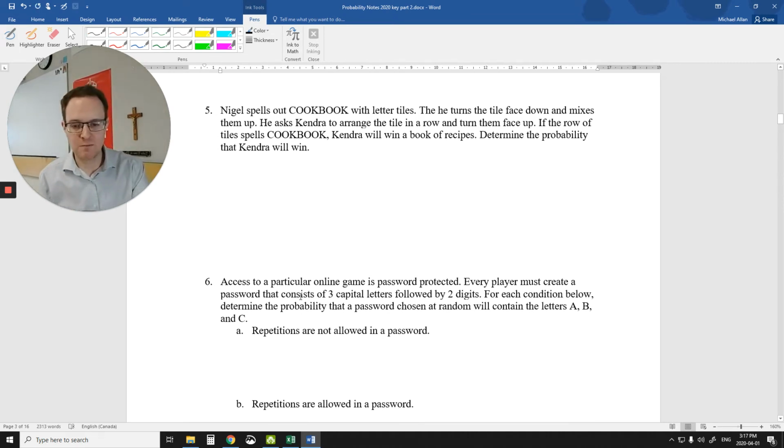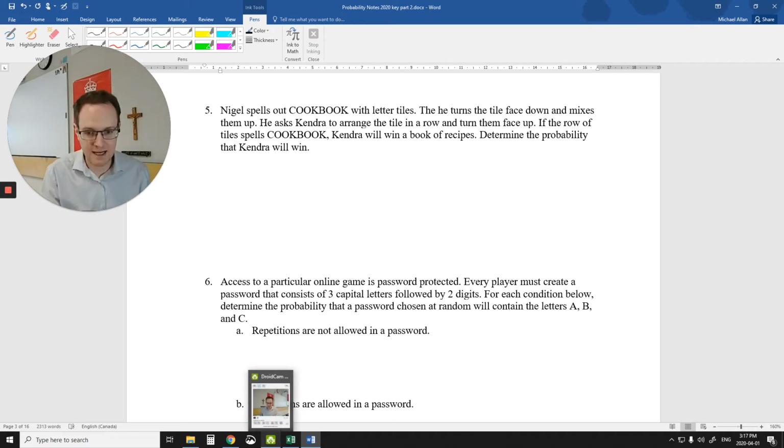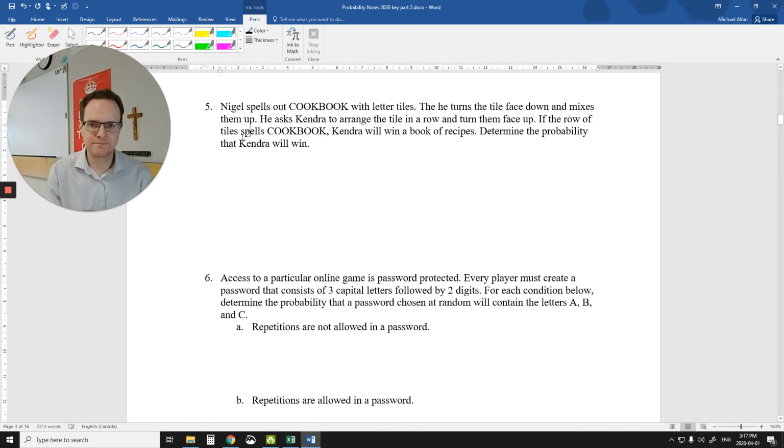Okay, so Nigel spells out the word cookbook using Scrabble letters or something. So he has all these letters, or a bunch of blocks with letters on them. Turns them face down, mixes them up, then asks Kendra to arrange the tiles in a row and then just turn them face up. Okay, so he jumbles them all up, and then Kendra goes along and just flips them all. If they spell the word cookbook after that, Kendra wins the book of recipes. Okay?